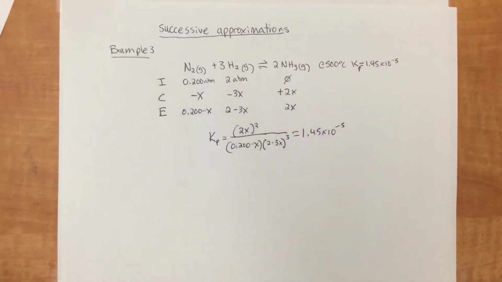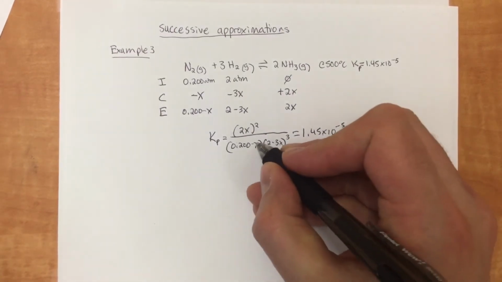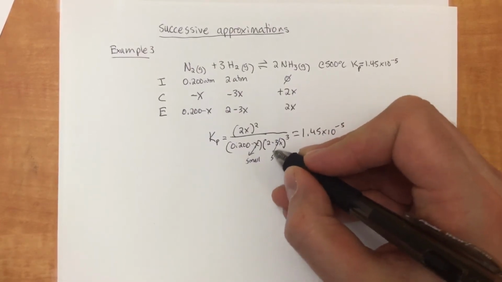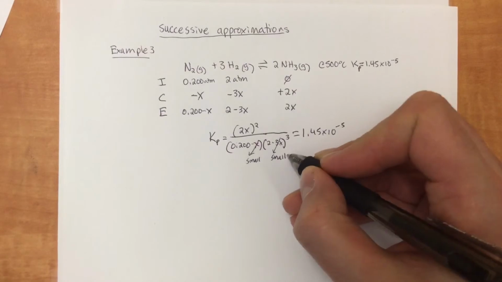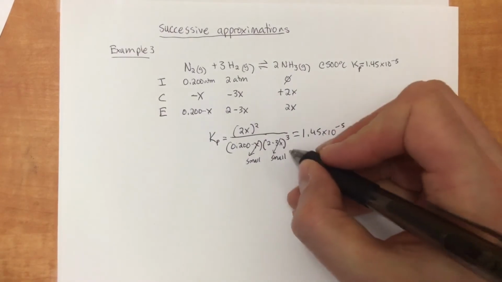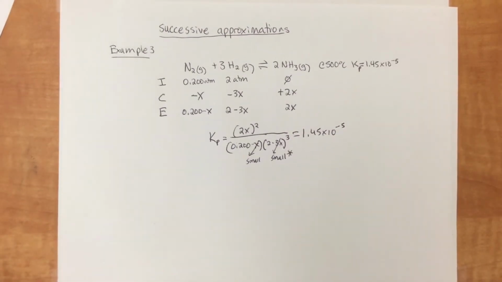Here, we might want to assume that because K is so small, the x is small. So let's go ahead and do that. We're going to say that this is small, and this is small. Because reactants are favored, the loss of our initial reactant pressures, we might assume, is going to be small as well. But we need to go back and check that.